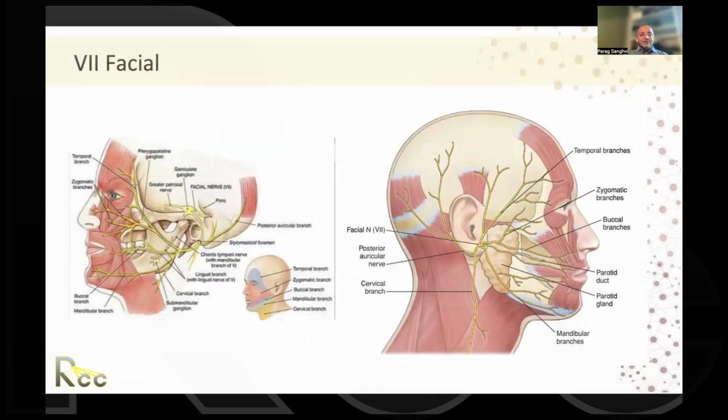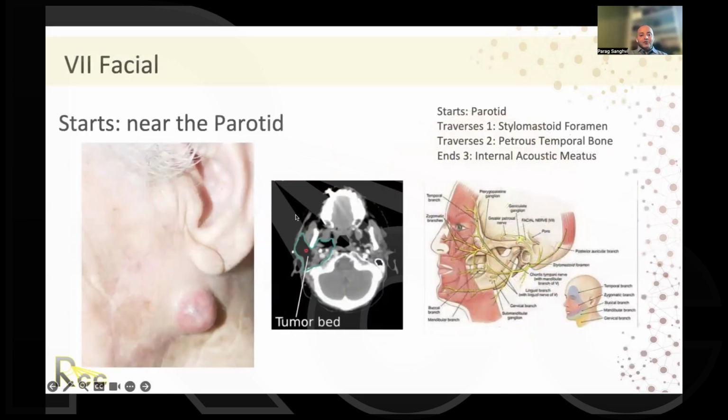Last is facial nerve. Facial nerve, as you know, has many branches. I think it's very easy for us to contour up to zone 1 of facial nerve because we're very used to contouring the parotid gland and we know where the stylomastoid foramen is. The hardest part for facial nerve is really contouring zone 2. It's contouring the mastoid segment of the nerve for those patients.